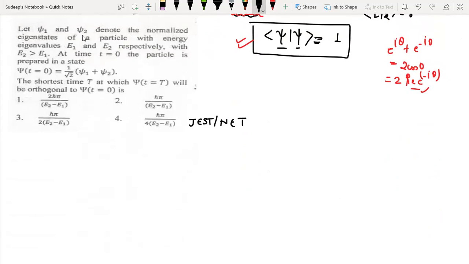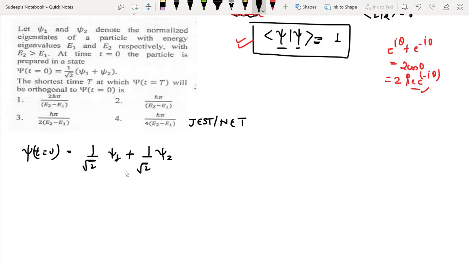If psi1 and psi2 denote the normalized eigenstates of a particle with energy eigenvalues E1 and E2 respectively, with E2 greater than E1, at time t equal to 0, the particle is prepared in state 1 upon root 2 psi1 plus 1 upon root 2 psi2.